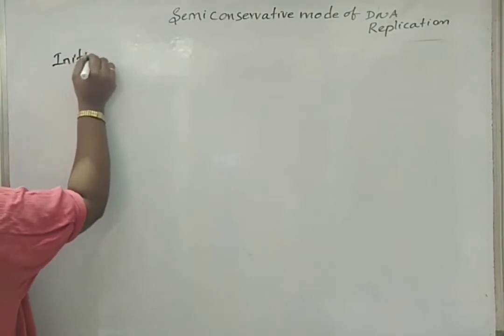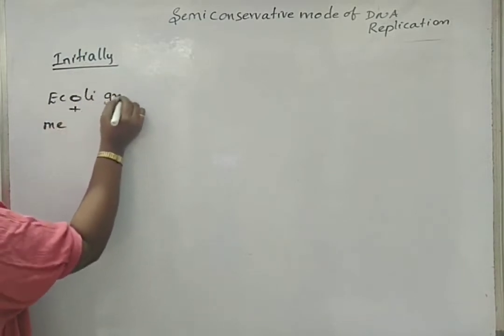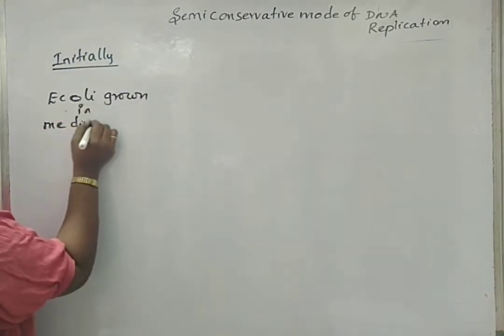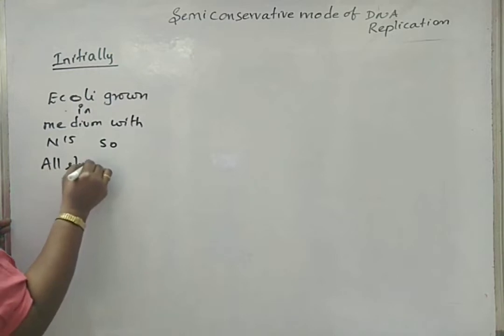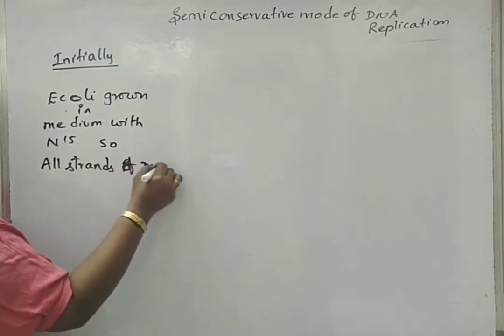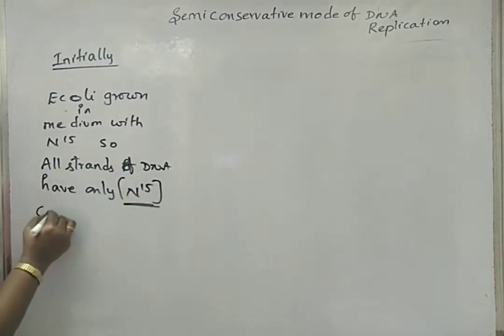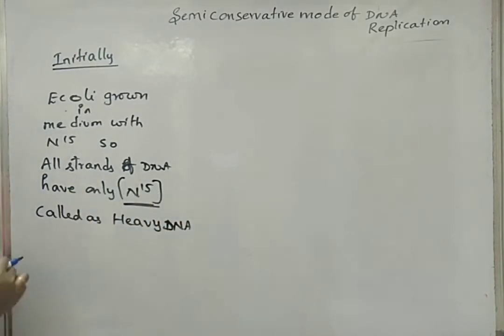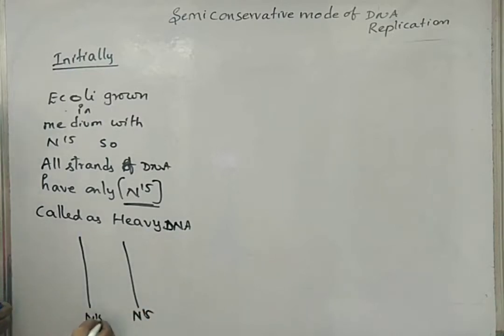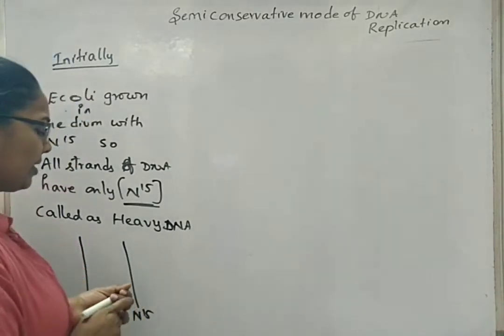So, initially, E. coli are grown in medium with N15. So, all strands of DNA have only N15 type of nitrogen, called as heavy DNA. Heavy DNA. This we can write like, so this strand of DNA in E. coli has N15. This strand of DNA has N15. Think that these both are present in an E. coli DNA strands. E. coli takes 20 minutes for its replication.